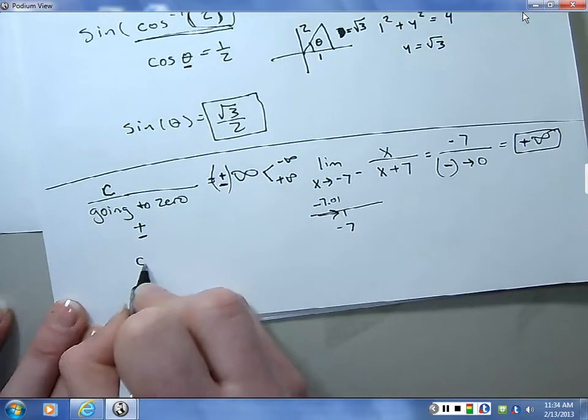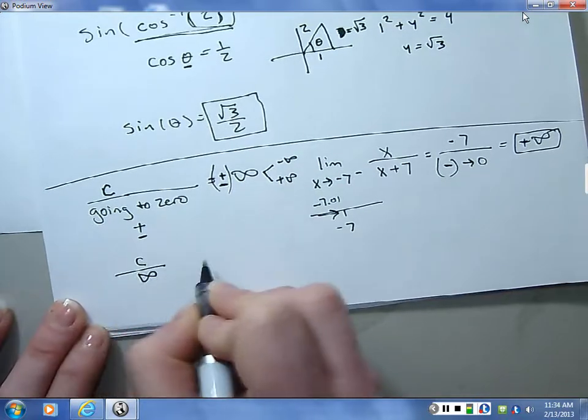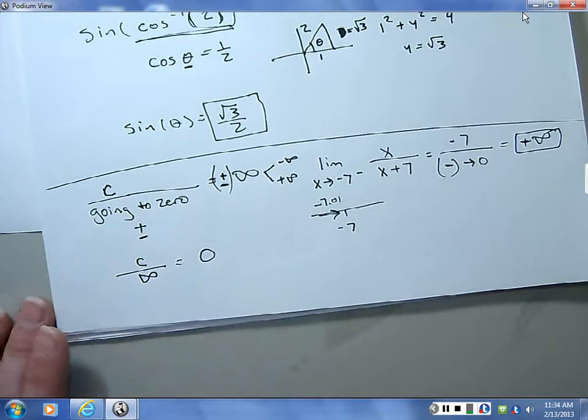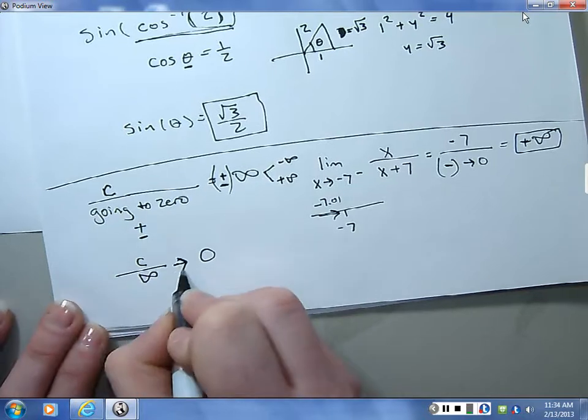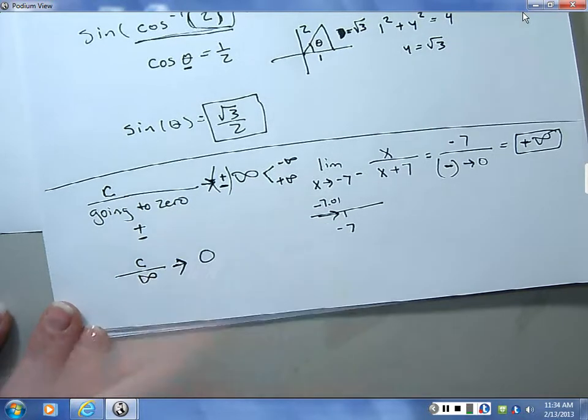A constant over something going to infinity, what does that go to? 0, right? This is going to 0. This is going to infinity, which is what your limit equals.